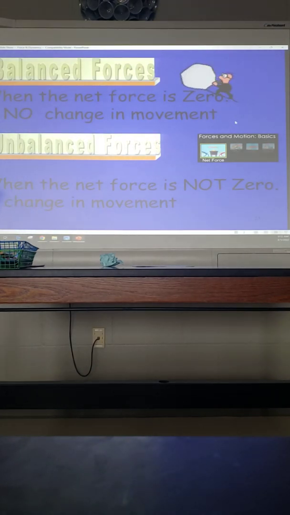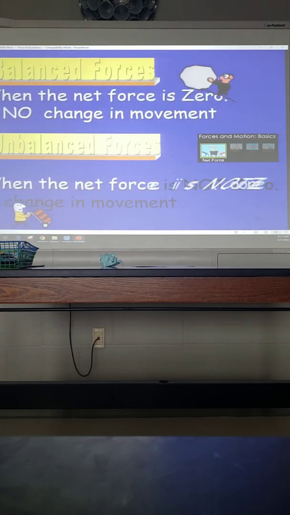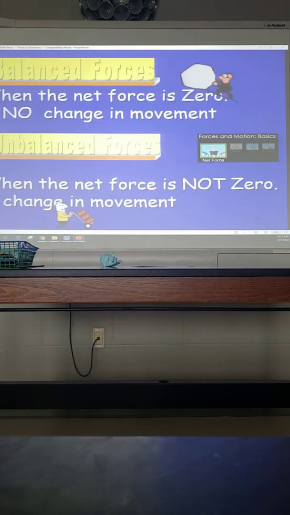All right, so balanced forces. When the net force is 0, so when the overall forces on everything are 0, we get no change in movement. If we have unbalanced forces, then we have a net force that is not 0, and we will get a change in movement. So again, it doesn't say no movement, it says no change if it's balanced. No change. Obviously, unbalanced means not balanced, which means you would see a change in that movement.